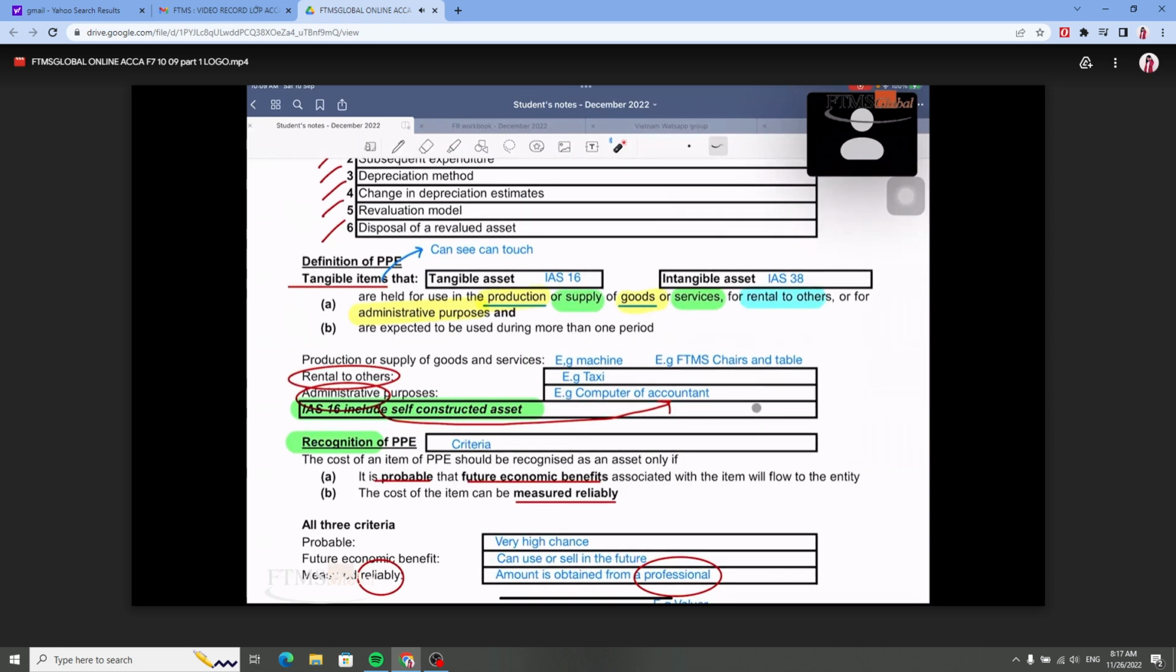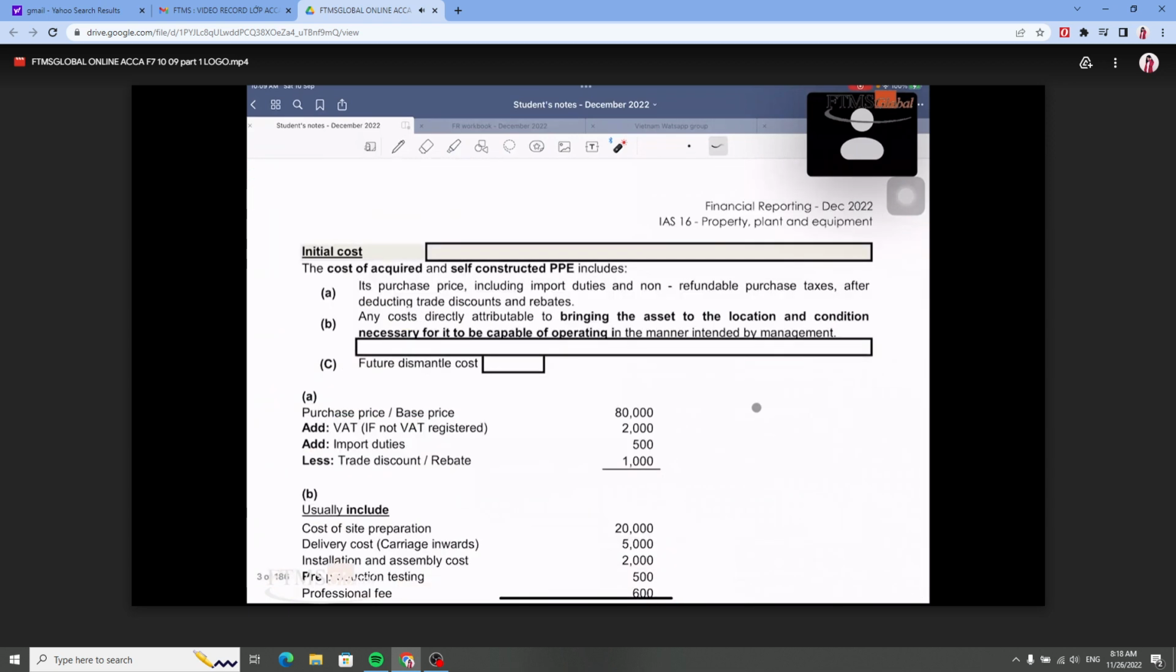Okay, so that's recognition. Recognition means criteria. After I pass my definition test and my recognition test, all passed already, so very good. It means I can recognize the asset. I can debit PPE now. Everything is passed, so obviously I will be able to debit my PPE. But I have one little problem. I know I can debit PPE, but at how much?